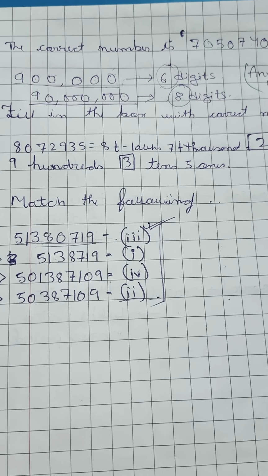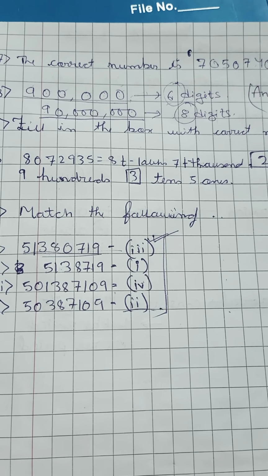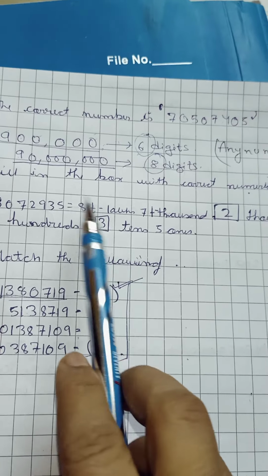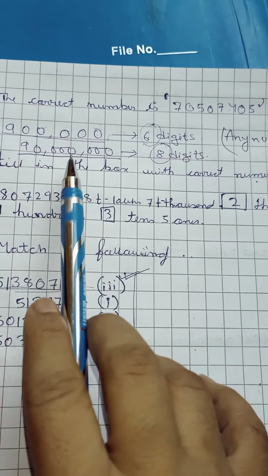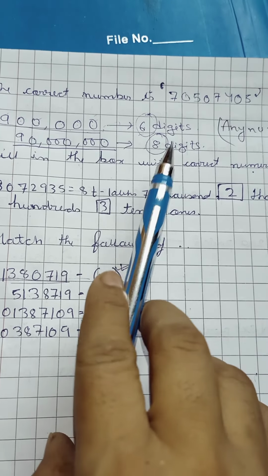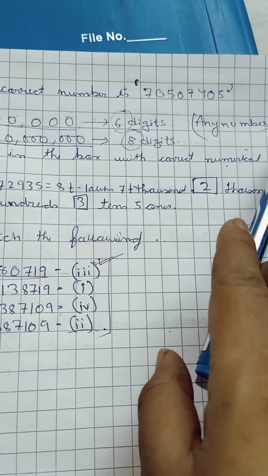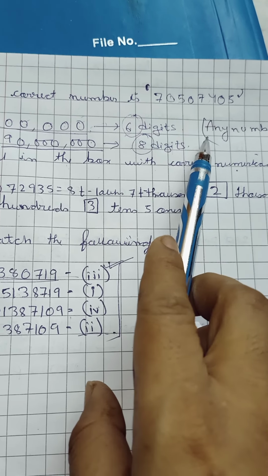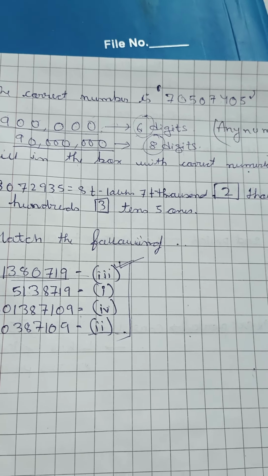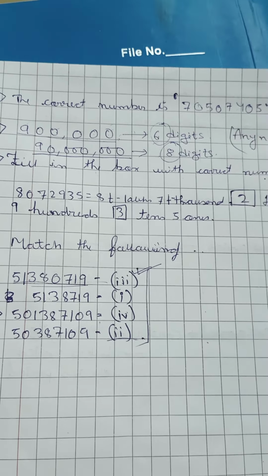So it is incorrect, and you have to find out the correct answer. You got it? Now, number 8, here you have to write a 6-digit and an 8-digit number. You can write any number here. I have written these 2 numbers, that is 9 lakh and an 8-digit number, different ones. You can write any number which consists of 6 digits and 8 digits. That means it should be a 6-digit and an 8-digit number.